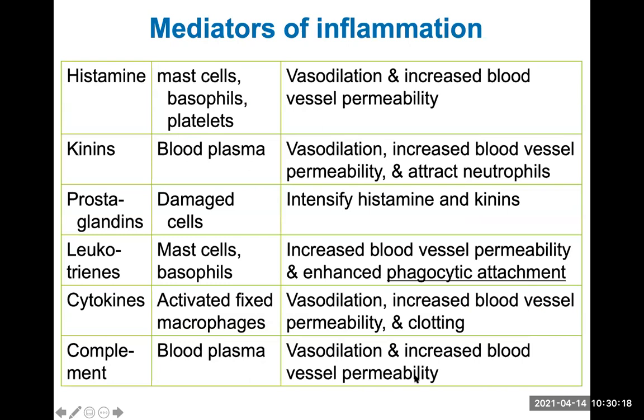So this is a summary, everything we just talked about now in a nice chart for you, so you can memorize the specific functions of histamine, kinin, prostaglandins, leukotrienes, cytokines, additional cytokines, and the complement system. And you'll see that certain cells will release certain messengers or mediators of inflammation. Okay. So yes, you need to memorize this chart.